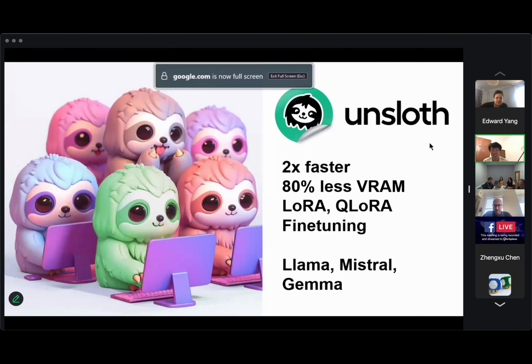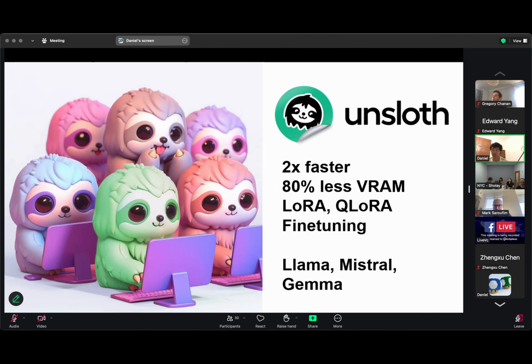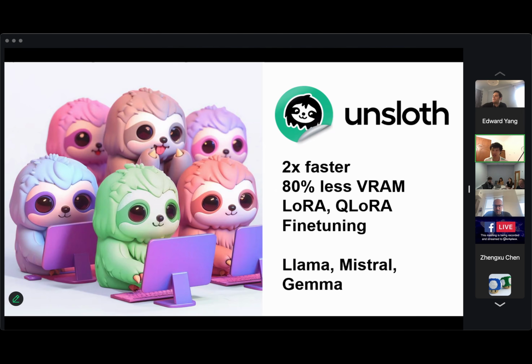Well, hello everyone, and thanks for inviting me. Yes, I'm the algorithms person behind Unsloth. Unsloth makes QLoRA fine tuning 2 times faster with 80% less memory use. We support Llama, Mistral, and Gemma. Great work on Llama 3. Yes, everyone loves Llama 3.